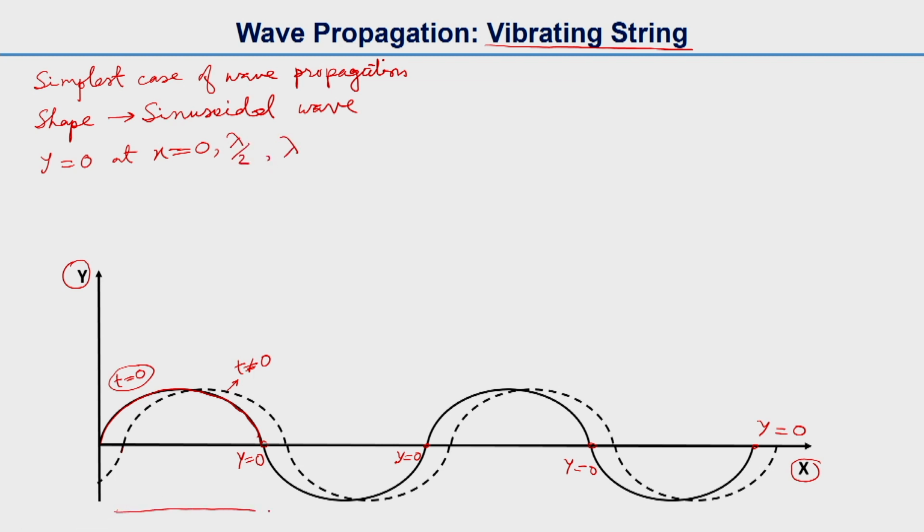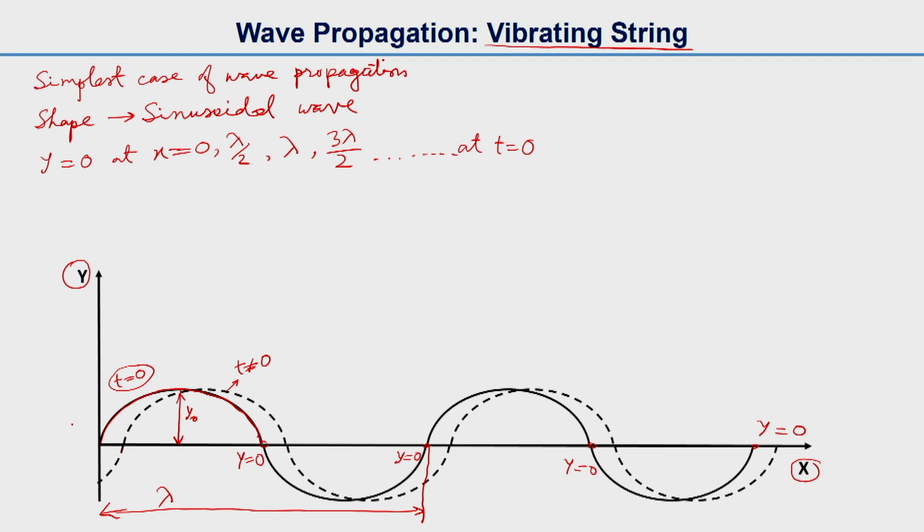Lambda means the wavelength, which is lambda, or 3 lambda by 2. Similarly we can go on. So we are talking about this condition at time t equal to 0. So the amplitude is y naught and wavelength is lambda, we already told that.